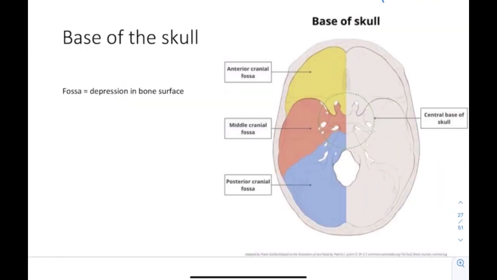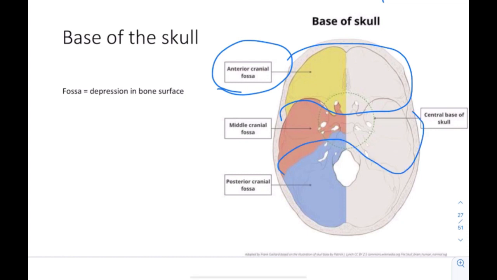So let's talk about the base of the skull. The base of the skull has depressions called fossae. We have the anterior cranial fossa right here, and then we have the middle cranial fossa here, and we have the posterior cranial fossa here, and each of them have different structures you'll learn about in the future.